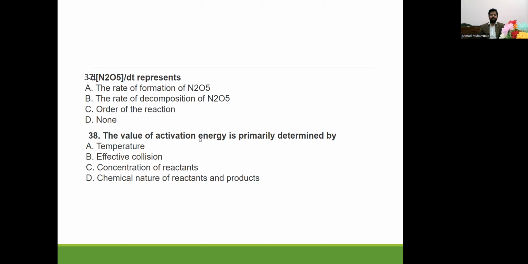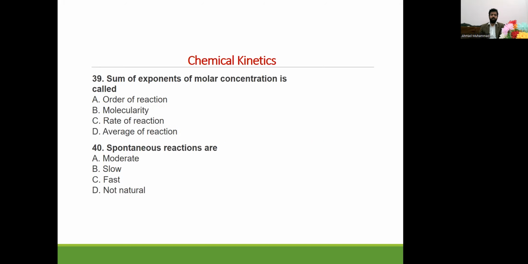The value of activation energy is primarily determined by the temperature, effective collision, concentration of reactant, or chemical nature of the reactant and product. So the right option is effective collision. The value of activation energy is primarily determined by effective collision.